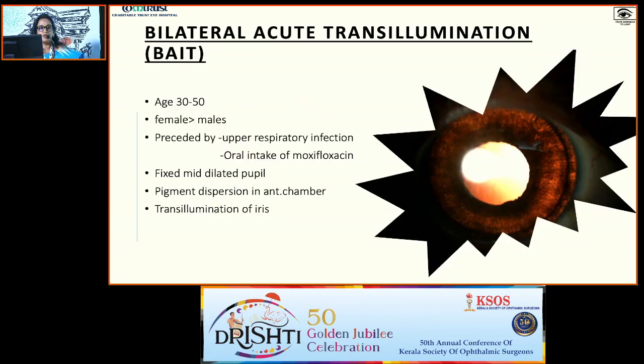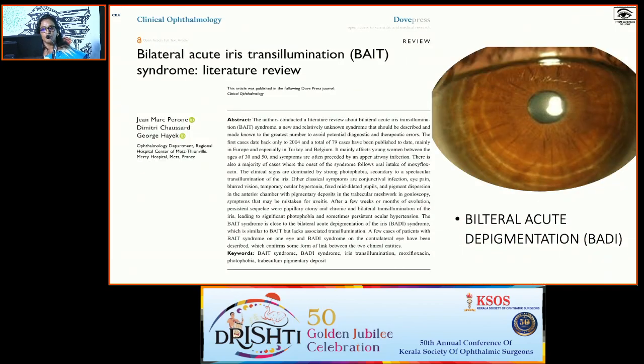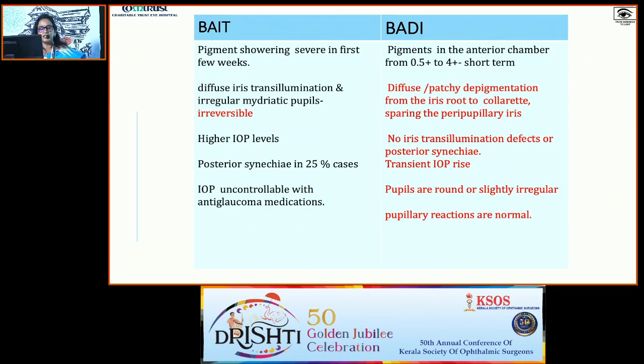Now we have to be aware of this condition too, bilateral acute iris transillumination, where there is a lot of release of pigments, and it can be preceded by an upper respiratory infection and oral intake of moxifloxacin. This also presents like pigment dispersion syndrome. So these are the conditions you should be aware of when you have a high dispersion of pigments and high intraocular pressures in patients.